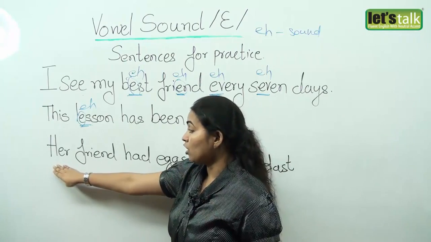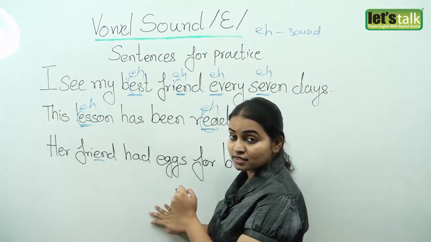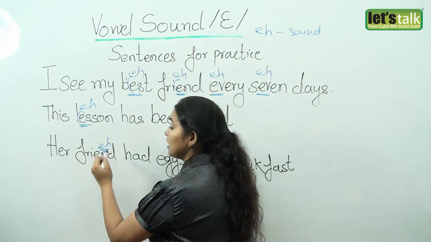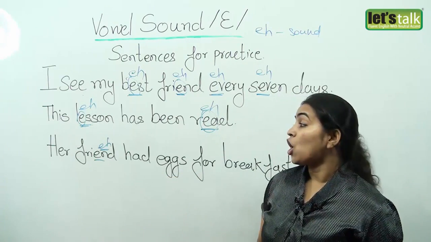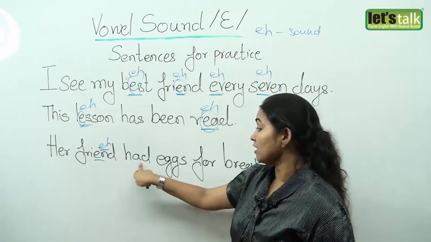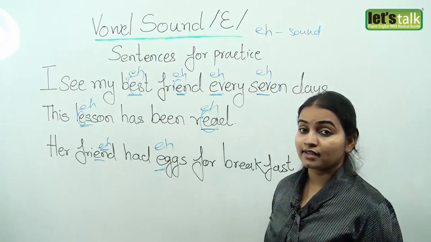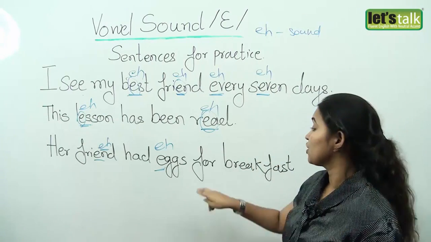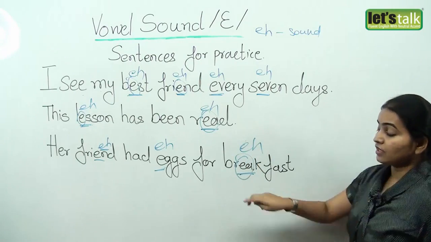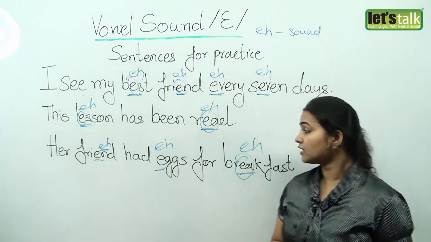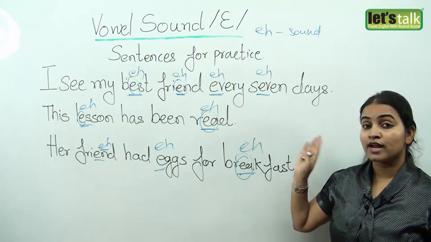Next sentence, her friend. Did I say friend? The sound in the friend is produced by the E in there. So that gives me her friend had eggs. I said eggs. Eggs for breakfast. Again, the EA giving me the eh sound. So I say her friend had eggs for breakfast.